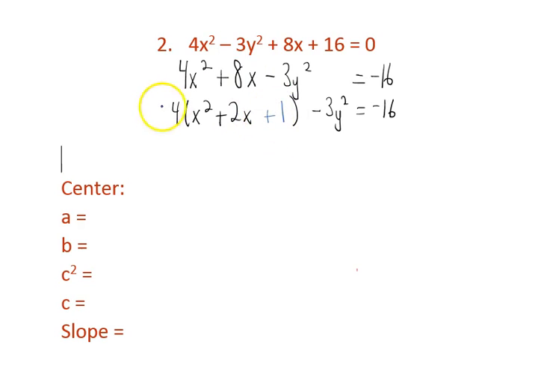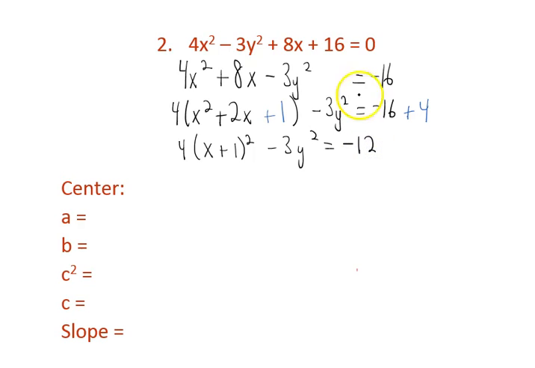But because I had to factor out a 4, I'm actually adding 4 on this side. So 1 times 4 is 4. I'm going to add that to the other side. Okay, then I go to factor, and this always is going to factor to whatever this first sign is and half of this number. So x plus 1 squared. And on this side, I'm going to go ahead and combine the -16 and the 4 and get -12.